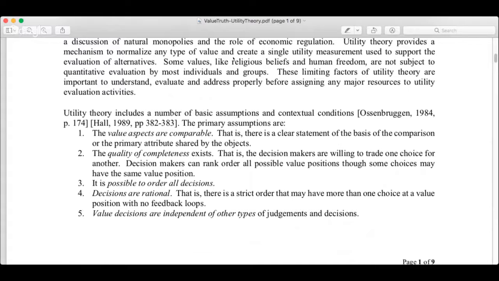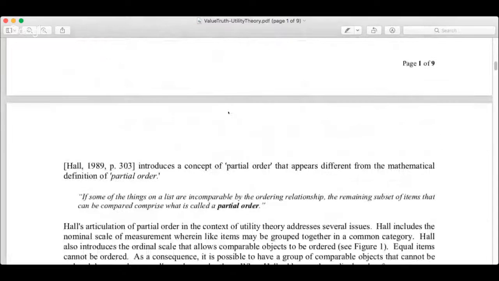And decisions are rational. That is, there's a strict order that may have more than one choice at a value position with no feedback loop. So that you have a single-threaded, directed acyclic graph with no feedback loop. And value decisions are independent of other types of judgments and decisions. So this is kind of the basis for the application of utility theory in economics.